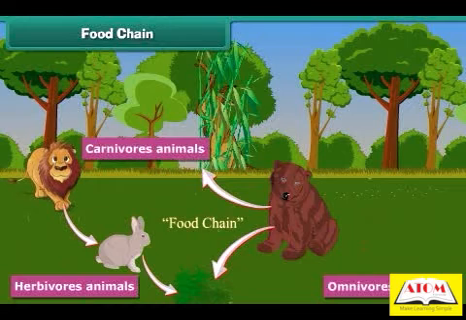A food chain is the sequence of who eats whom to obtain nutrition. For example, a rabbit eats grass and lion eats rabbit. A bear can eat both.